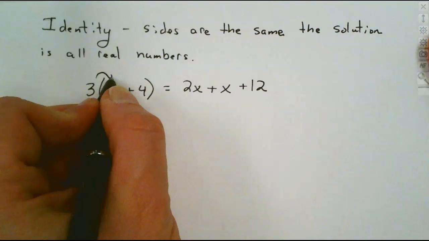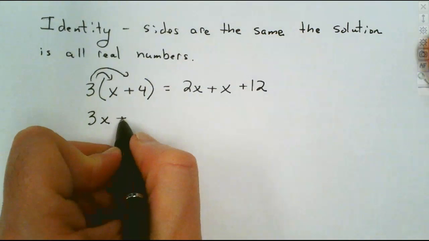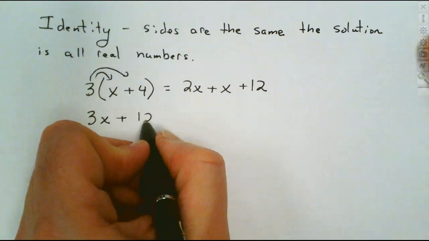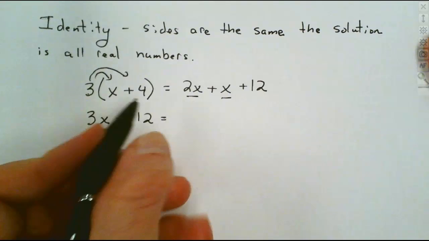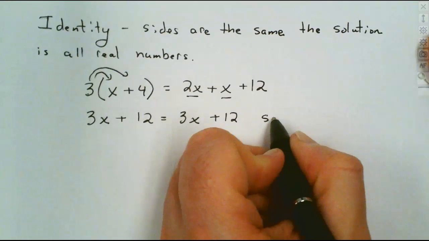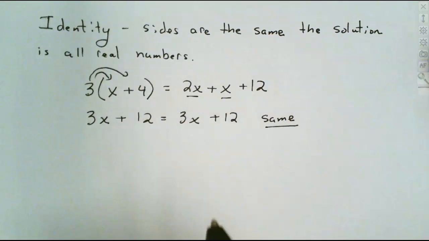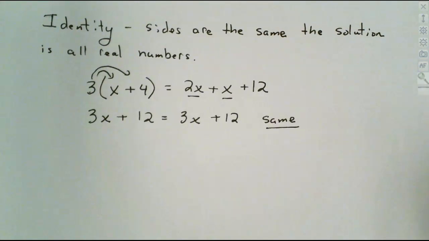So when we distribute that 3 through, we get then 3x, and 3 times 4 is a 12. On the right-hand side, we have a 2x and another x. That makes it 3x plus 12. Now, these are the same. And when we talk about an identity, what it means is no matter what number we plug in, from 0 to minus 20 to positive 50, the sides are always going to match up. It's always a true statement. So these are the same.